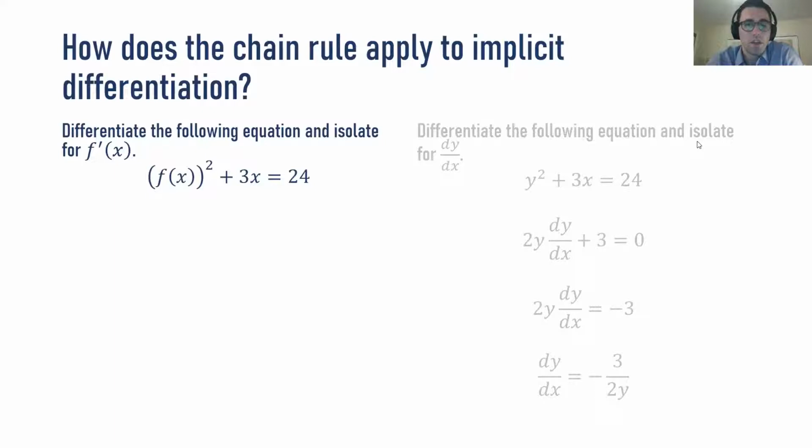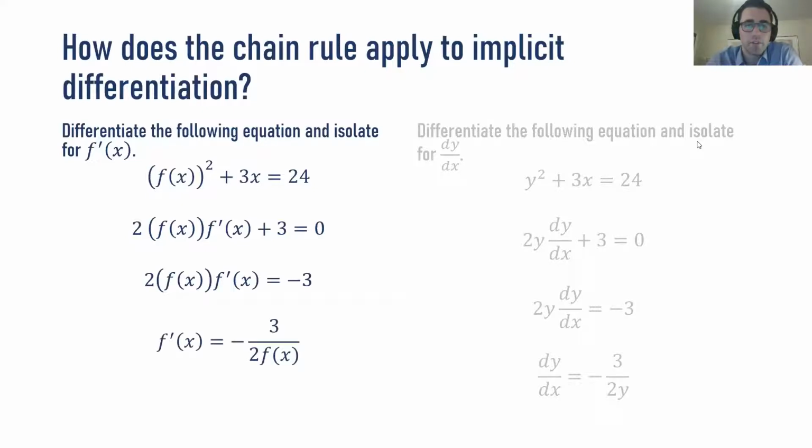Then on the left-hand side, f of x is an inside function to the squaring. So if we apply our chain rule on the left-hand side, we would get 2 f of x times f prime of x. When we take the derivative of 3x, we get just 3, and then the derivative of 24 is 0. We can then isolate for f prime of x, and we get negative 3 over 2 f of x.